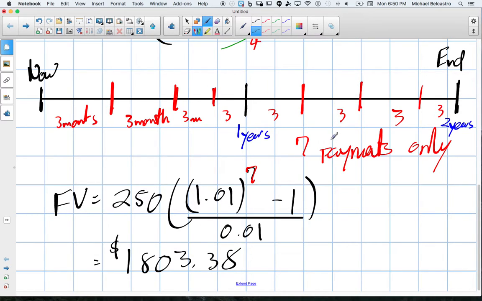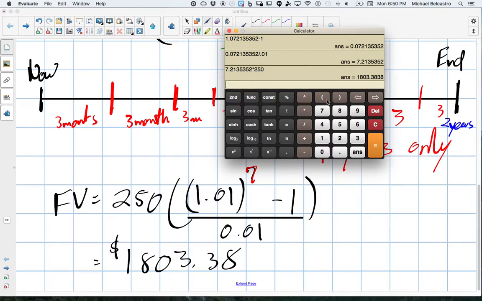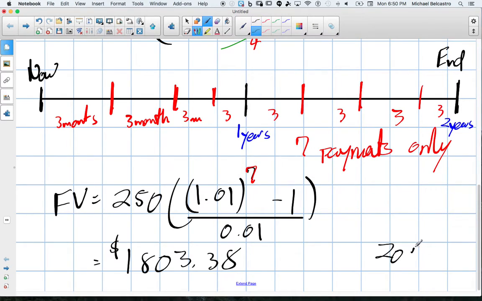Okay. Now, how would that have been different had we made that other extra payment there? I'm going to just show you. I don't have to go through the process again. This would have been the power of 8. So we would have done 1.01 to the power of 8. That would have been subtracted by 1, then divided by 0.01, and then multiplied by 250, which gives 2071.41. I'll write that in.